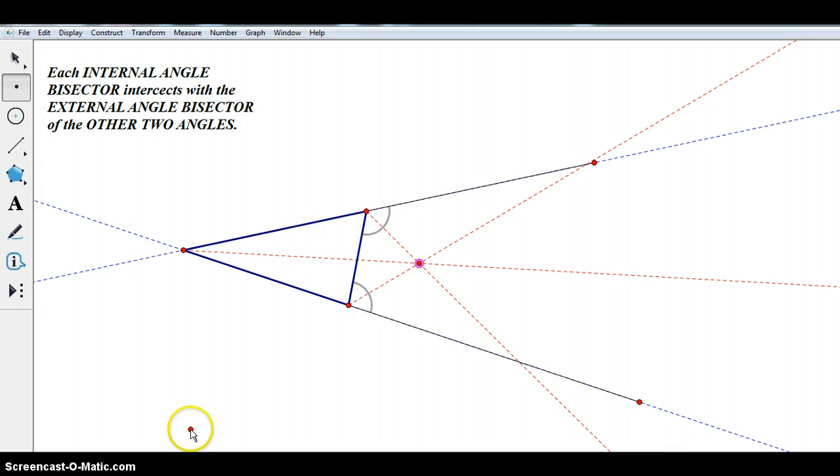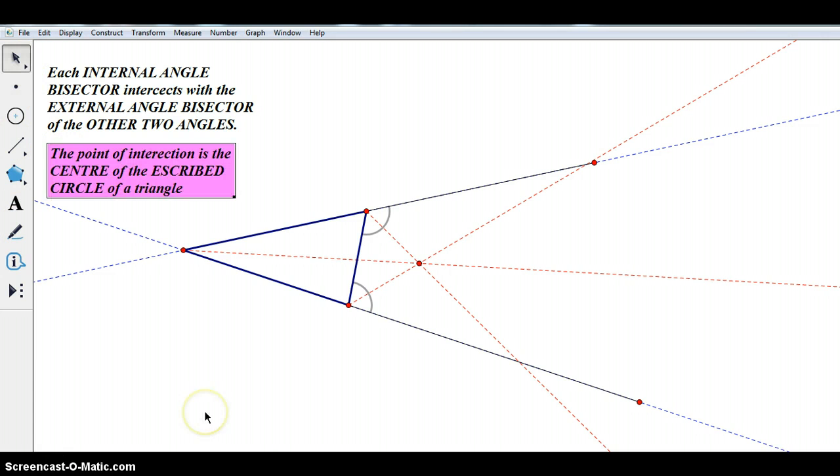The next thing then we're going to show is that the point of intersection we've just found is the center of the excribed circle of a triangle. Okay, now we found out what the inscribed circle was. It was the circle which is inside the triangle and it's tangent to each side of the triangle, i.e. touches them exactly once. So what is the definition of the excribed circle?